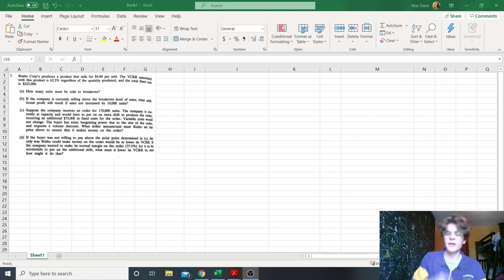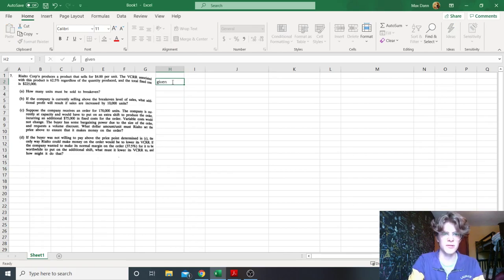Okay, very quickly, just a contribution analysis example. So let's list some givens. We are given that the price is $4, VCRR is 0.625 or 62.5%, and the total fixed cost is equal to 225,000.